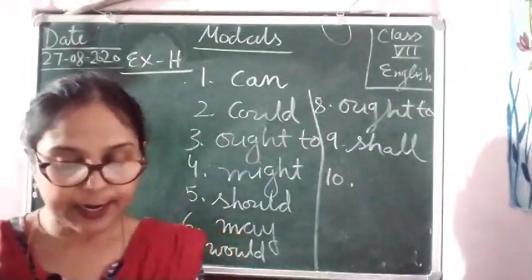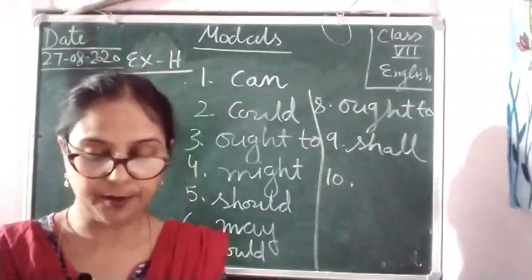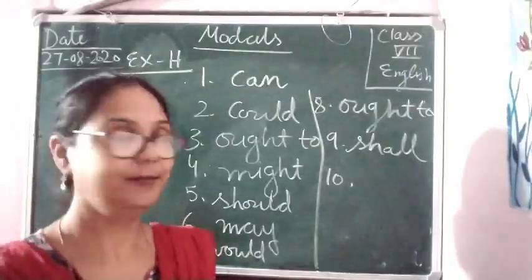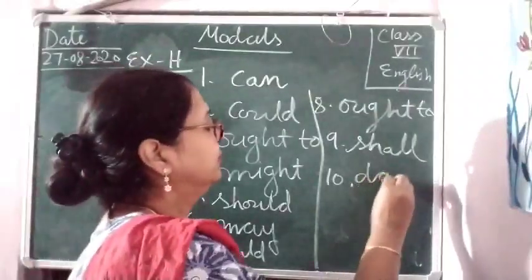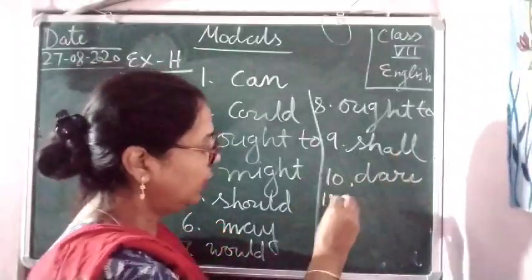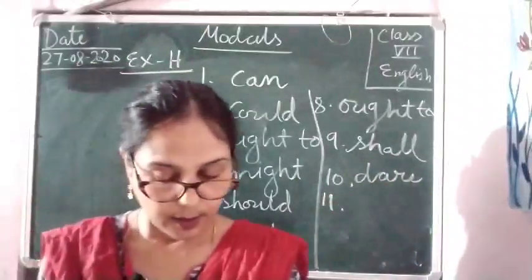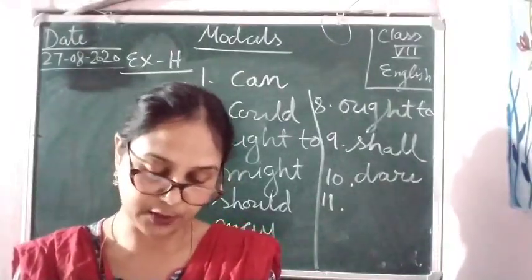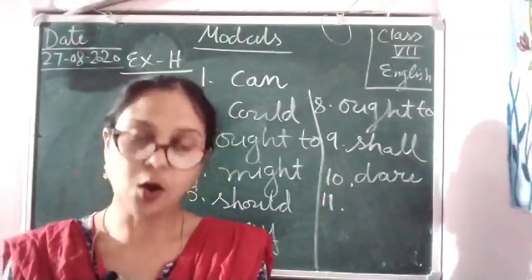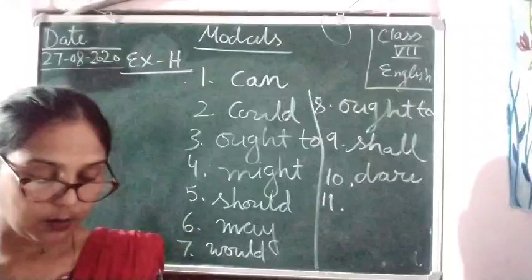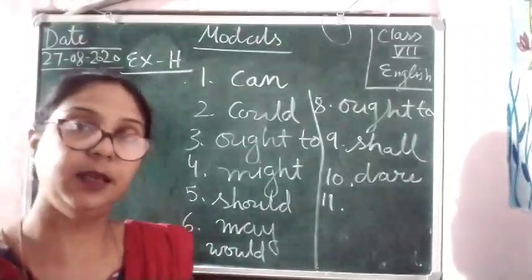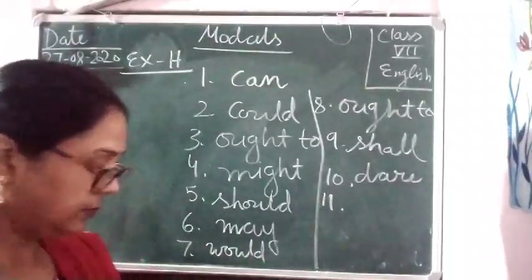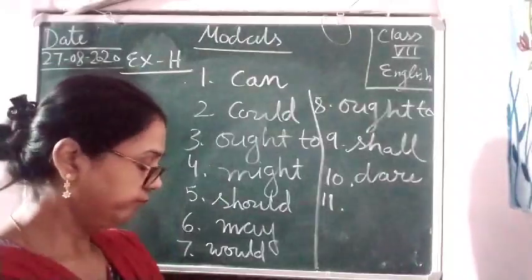Now number 10: I dash you challenge me in a car race. Here dare and must are given. So we are going to use dare. Now number 11: the mayor dash get the road repaired as early as possible. The modals given here are ought to and must. So we are going to write must in number 11.